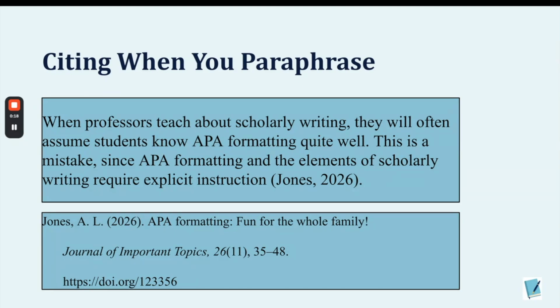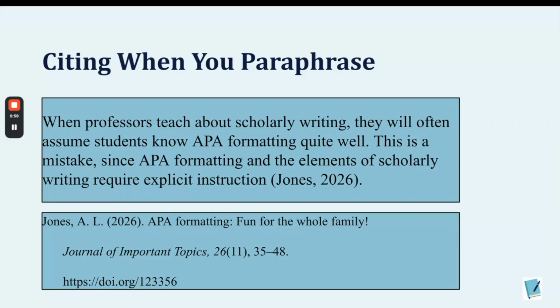For example, and again, I made this up completely. When professors teach about scholarly writing, they will often assume students know APA formatting quite well. This is a mistake since APA formatting and the elements of scholarly writing require explicit instruction. And at that point, you would insert a parenthetical citation. Parentheses, last name of the author, comma, 2026, whatever the year of publication is, end parentheses, and then the period. So the period goes at the end of the parentheses. That is a very, very common format for an in-text citation.